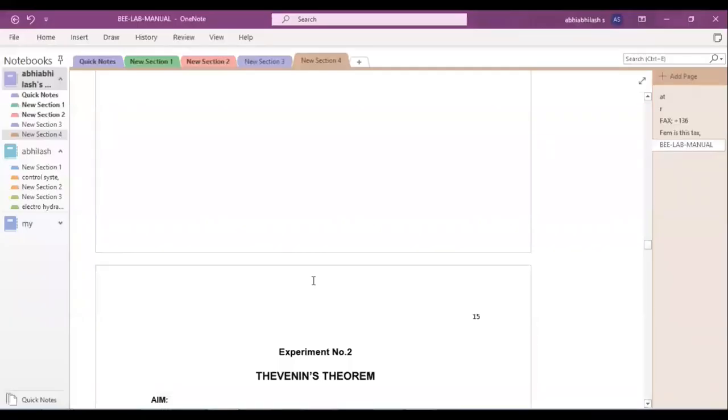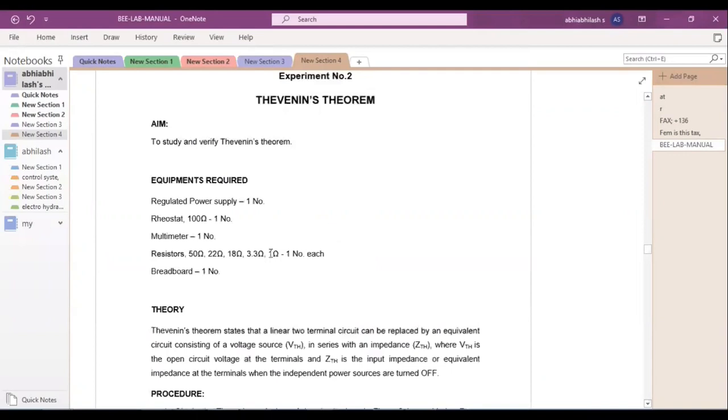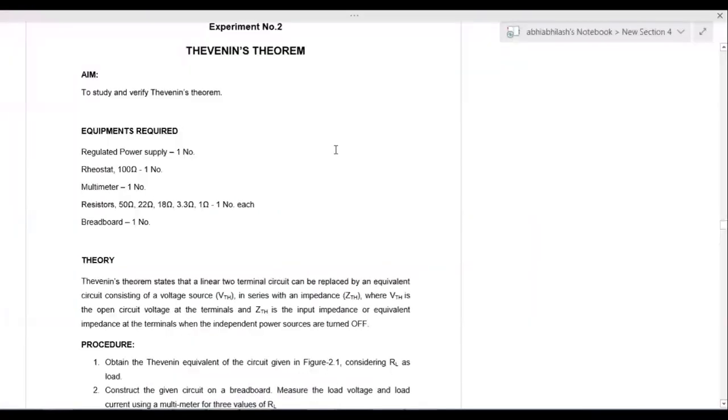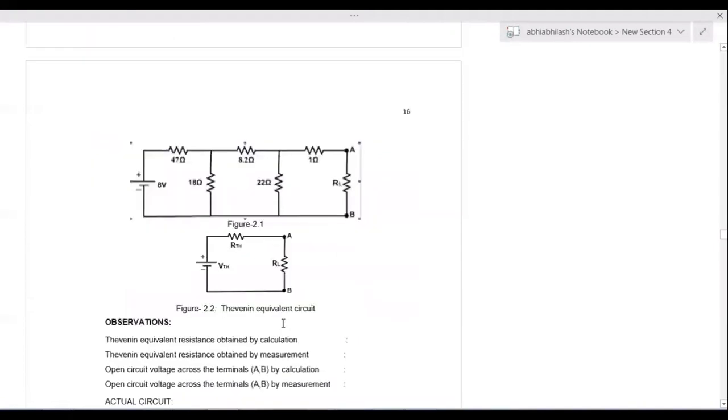Hello, good morning. Today we are going to discuss Thevenin's theorem. Thevenin's theorem states that any linear two-terminal circuit can be replaced by an equivalent circuit consisting of a voltage source in series with an impedance, where the voltage source is the open circuit voltage at the terminal and ZTH is the input impedance or equivalent impedance at the terminal where the independent source is there.